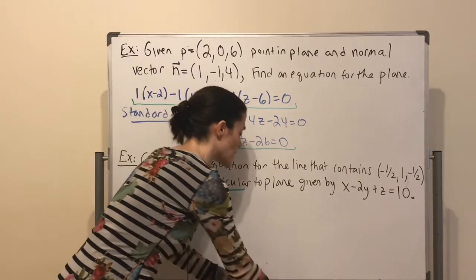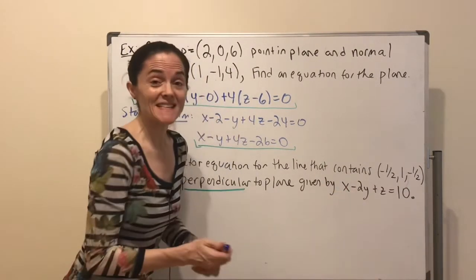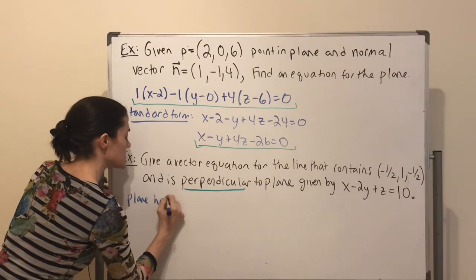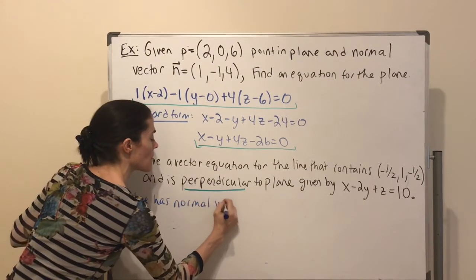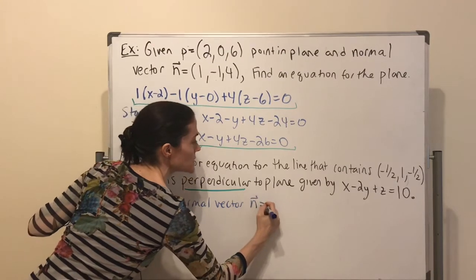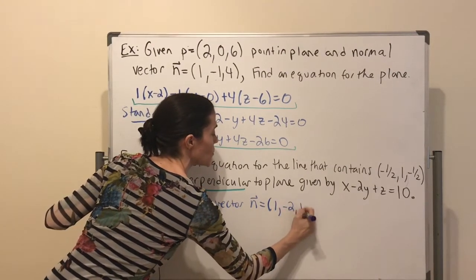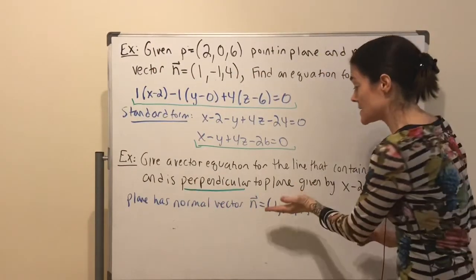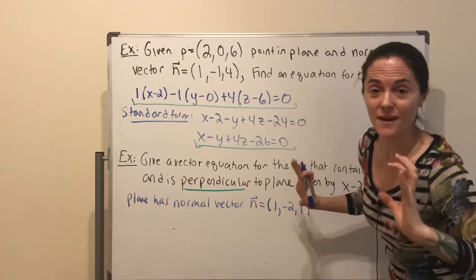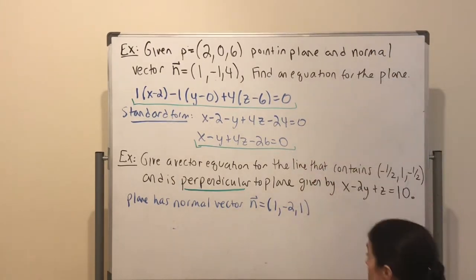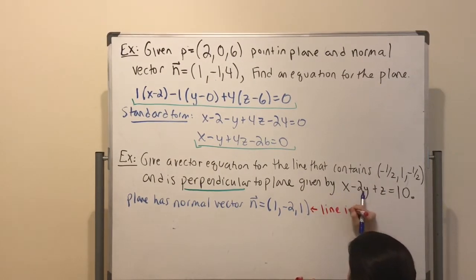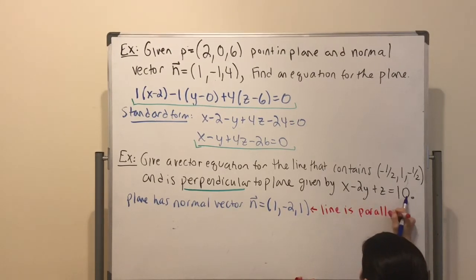Okay, well, we can look at this equation of the plane, and immediately we see the plane has normal vector n, which is 1, minus 2, 1. Okay? And if our line is going to be perpendicular to the plane, it means that this vector must be parallel to the line. So the line should be parallel to this vector.